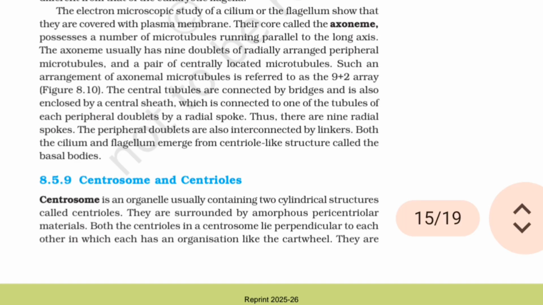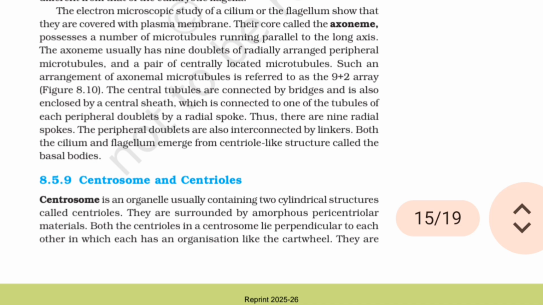Centrosome and centrioles. A centrosome is an organelle usually containing two cylindrical structures called centrioles. They are surrounded by amorphous pericentriolar materials. Both the centrioles in a centrosome lie perpendicular to each other, in which each has an organization like a cartwheel.